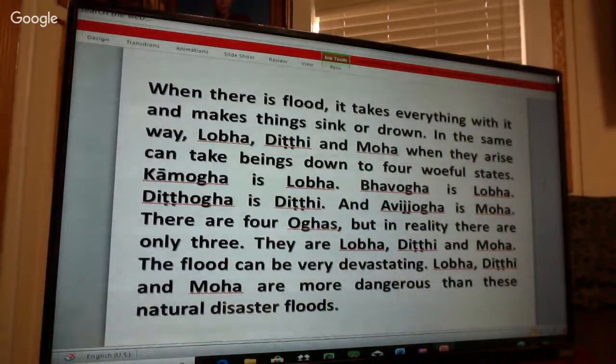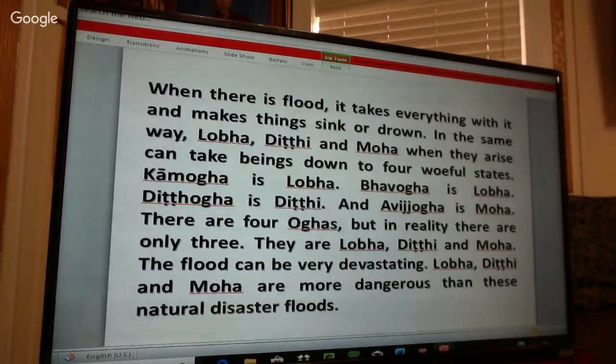In reality, only three. Lobha, ditthi, moha, only three. So the flood is very devastating. But lobha, ditthi, moha, greed, wrong view, and ignorance, are even more dangerous than natural disasters like flooding.